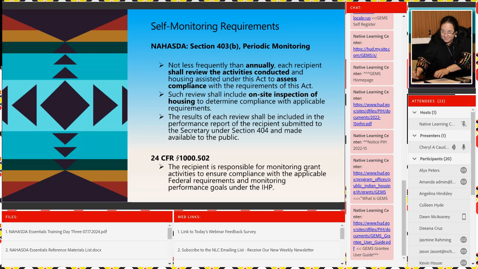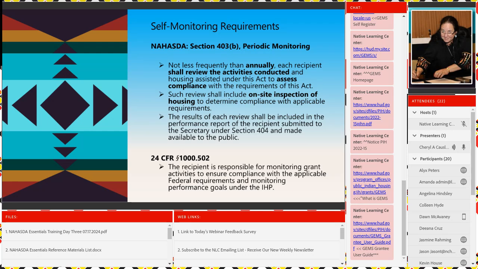Review the activities conducted, housing assisted under the act, okay? You're also supposed to have your boots in every unit, including your home ownership once a year. You're supposed to recertify your tenants, even if they're paying the max. Why? Because you have to guarantee that you're not overcharging them and you have to be able to prove it. Okay? Such review shall include an on-site inspection of housing to determine compliance with the applicable requirements.